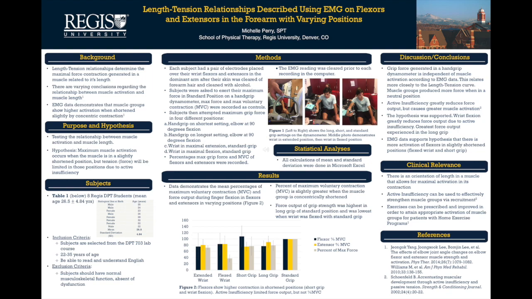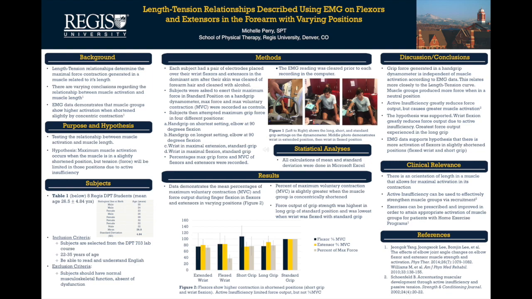Thus, our purpose was to determine what that optimal position is using EMG data of flexors and extensors in the forearm in varying positions while grip strength was measured via a hand dynamometer. Our hypothesis, based on findings in literature, was that maximum voluntary contraction occurs when the muscle is in a slightly shortened position, but that force would be limited in those positions due to active insufficiency. Active insufficiency is the inability for a multi-joint muscle to contract in a forcefully shortened position.